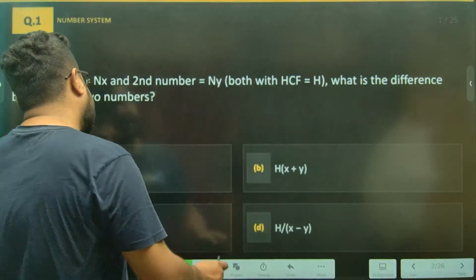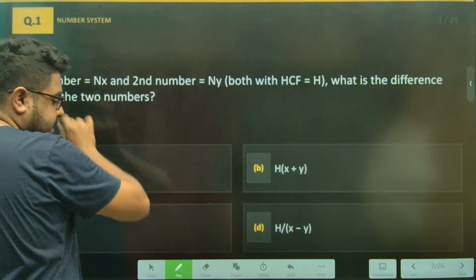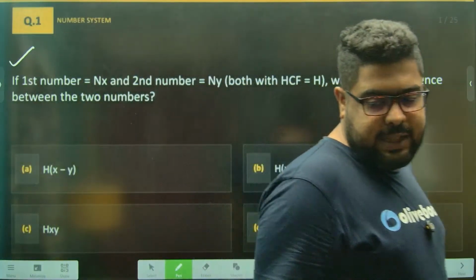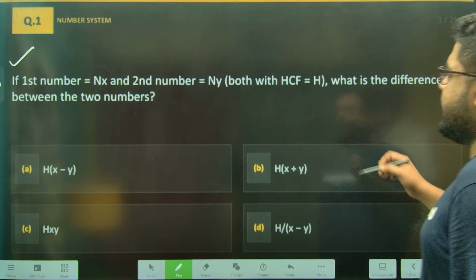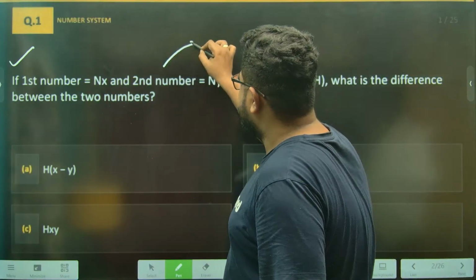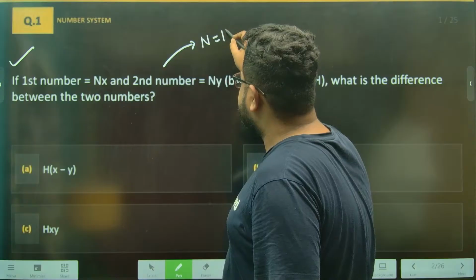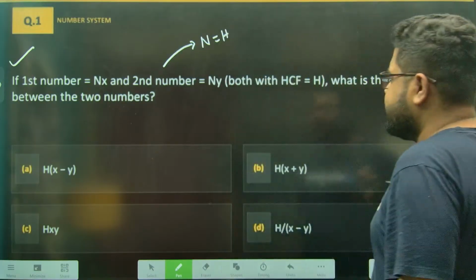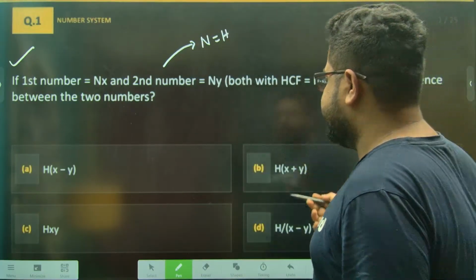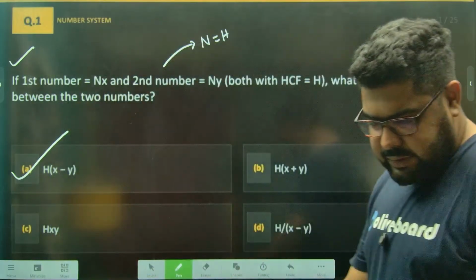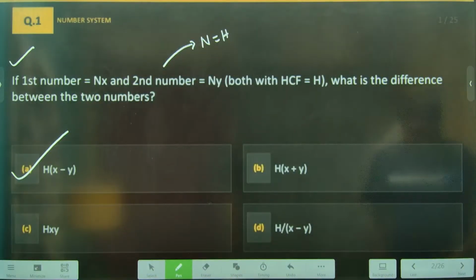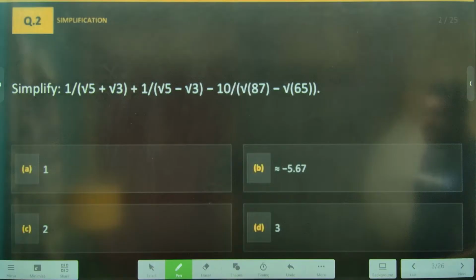First question right in front of you guys is this. Let's read the question. Numbers are nx and ny. HCF is h. Acha, from here, HCF is n, meaning n is equal to h, sir. What is the difference? Sir, hx minus hy, or option number A, sir. Again, PYQ, very simple question to start with.